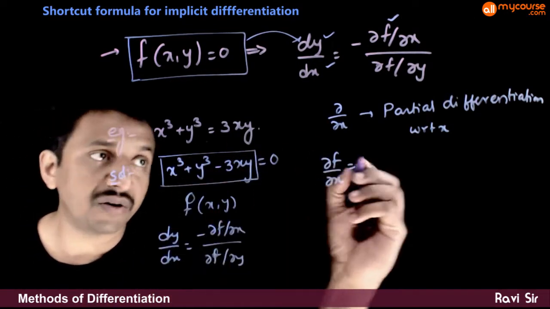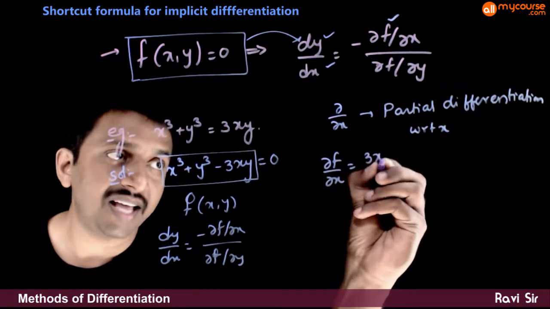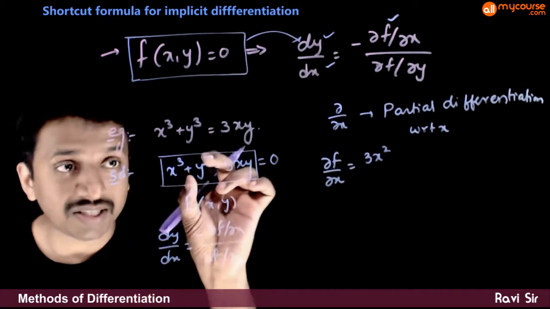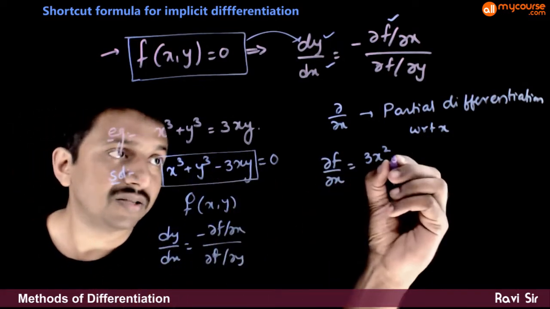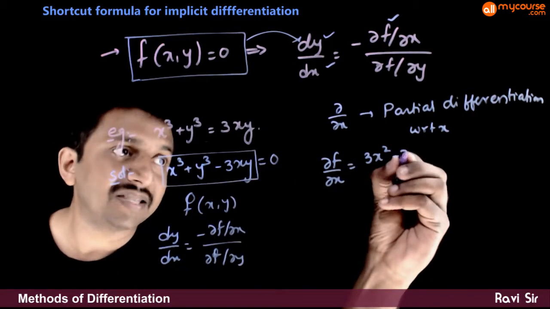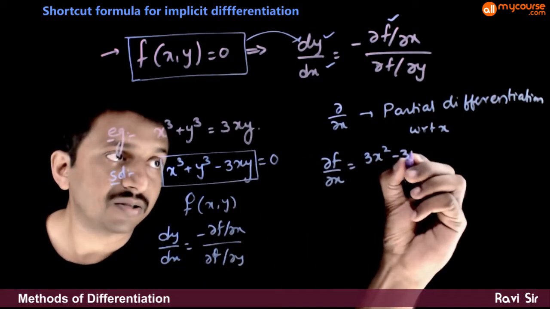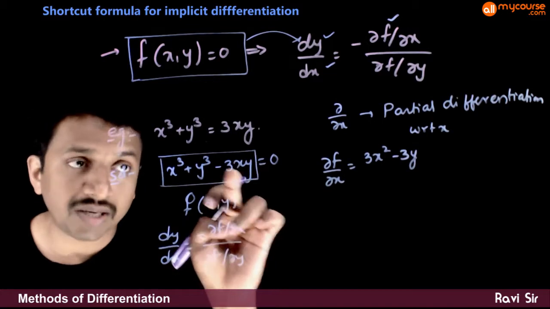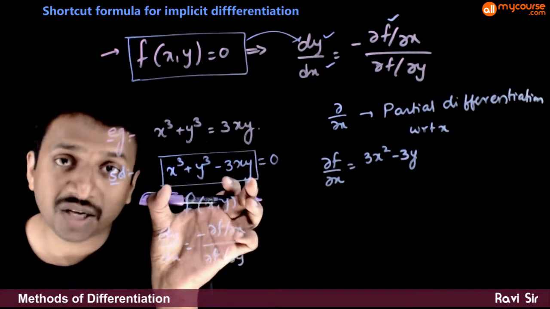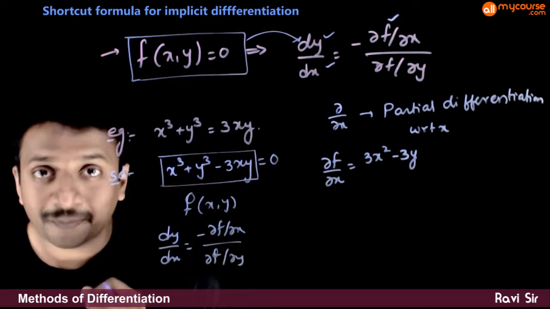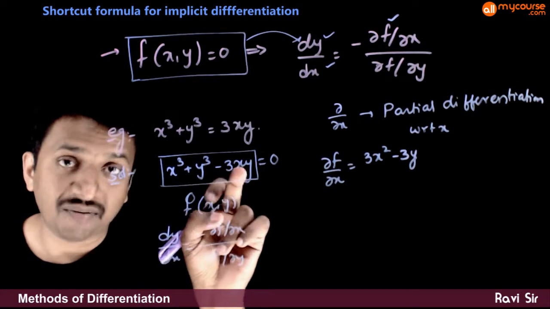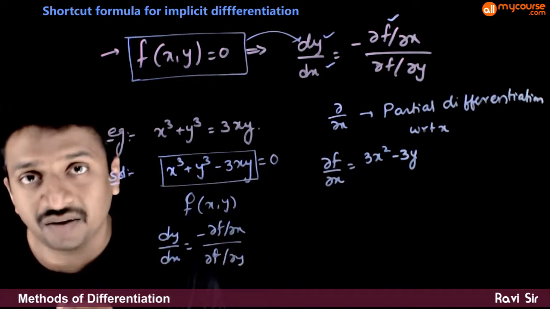So what is the differentiation of x cube? It is 3x square. What is the differentiation of y cube? It is 0 now because I am assuming y as a constant, so you don't need to write it. Minus 3, y is a constant, so minus 3y times, what is the differentiation of x? 1. So effectively the partial differentiation with respect to x is 3x square plus 0 minus 3y into 1, that is 3x square minus 3y.